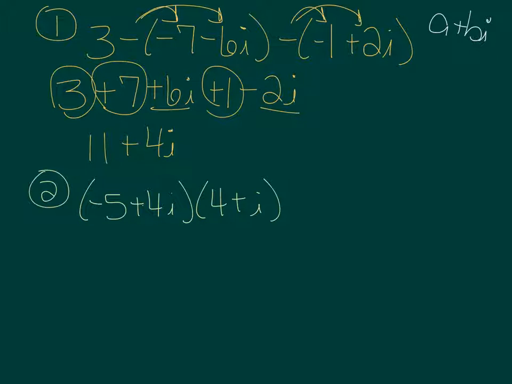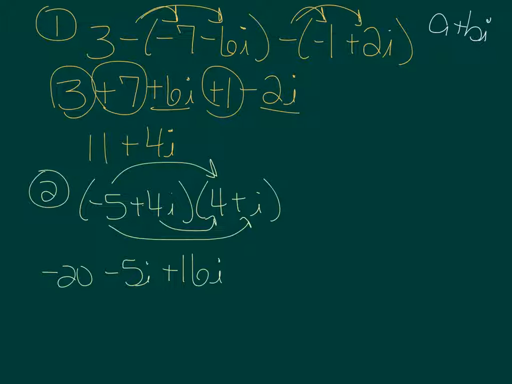Number 2 says to find the product and write the result in standard form. This is two binomials. This is very similar to some stuff I taught you in Algebra 1, except it deals with complex numbers. I think I taught you guys to FOIL, so that's what we're going to do. We're going to do our first term. -5 times 4 is -20. Our outer term, -5 times i, is -5i. Our inner term, 4i times 4, is 16i. And our last term is going to be 4i squared.